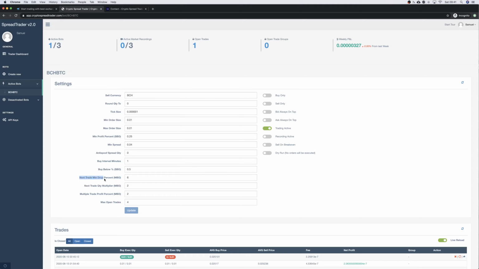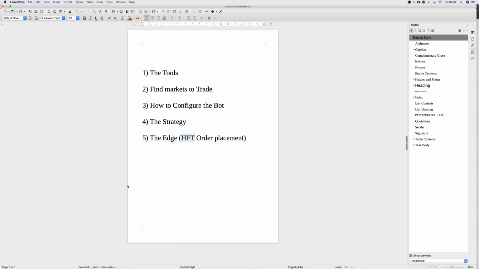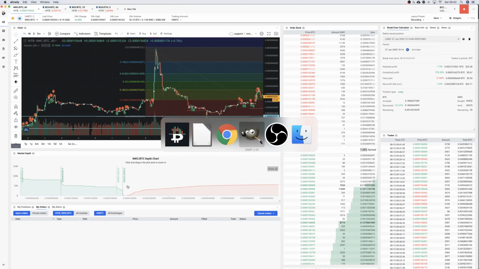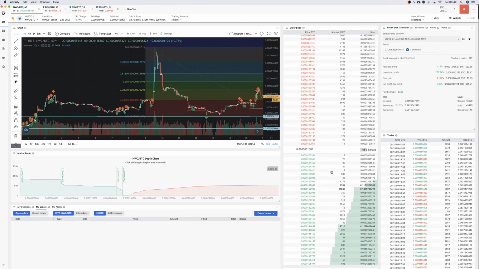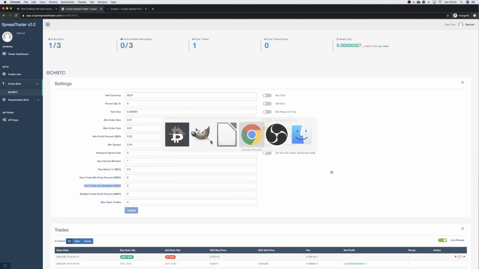So you have a next trade min drop %, meaning that you will not open another order until the price, so the bid price, is lower by that percent from the previous buy. Then you have the multiplier. So it's 2 times. Basically, 1 times 2 is 2, 2 times 2 is 4, and if there's a fourth, it will be 8. The best deal is a 2 multiplier.